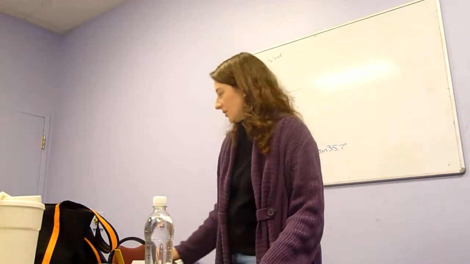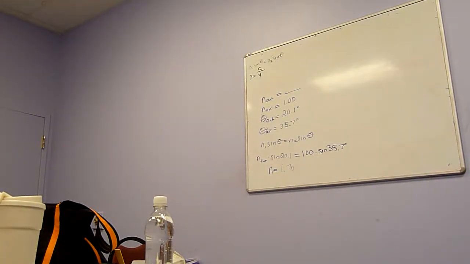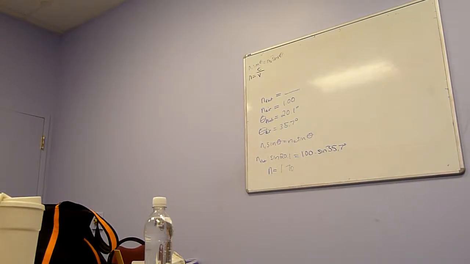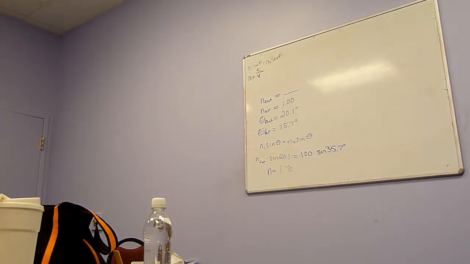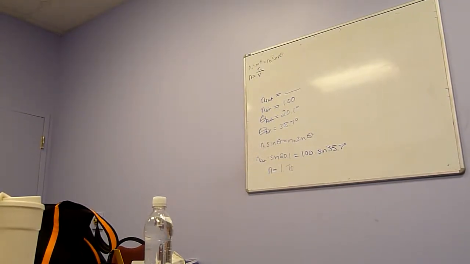Take your time. Yes, because you have to round. Take 1 times the sine of 35.7. So obviously you don't need the 1 because it's just multiplying. So the sine of 35.7. And then if you look at the other side of the equation, to get n of flint by itself, you just divide by the sine of 20.1.